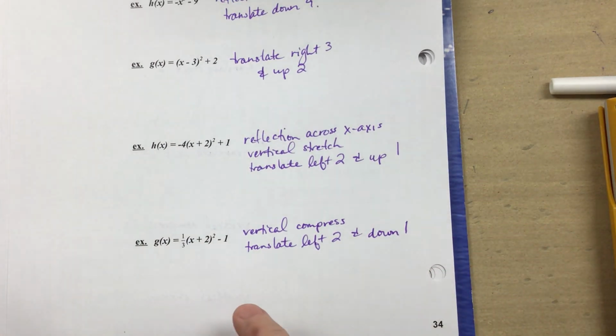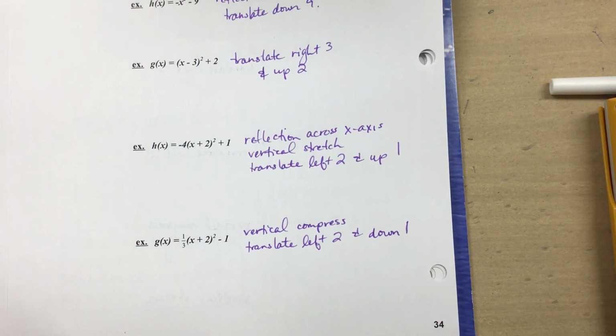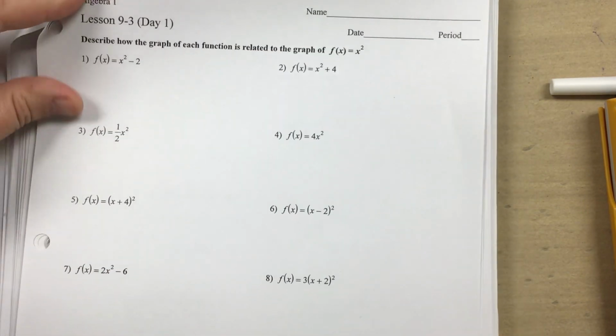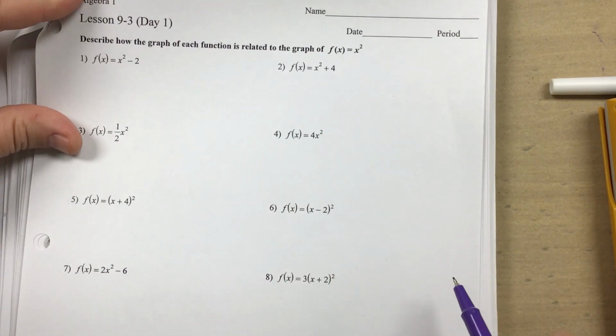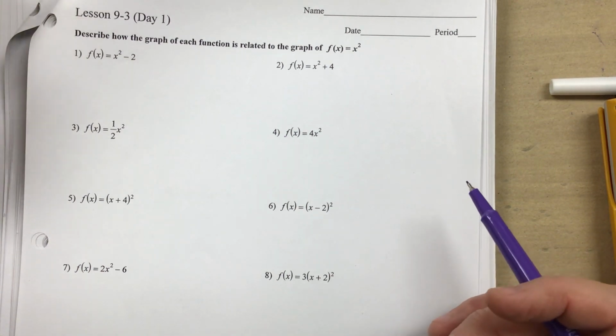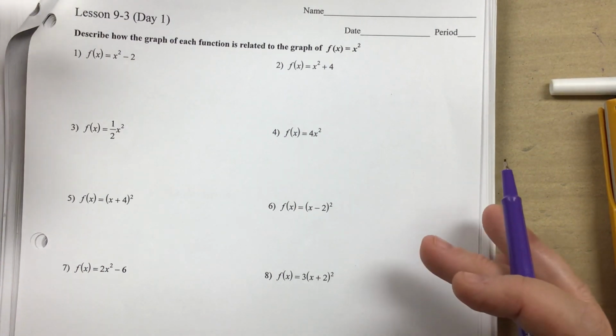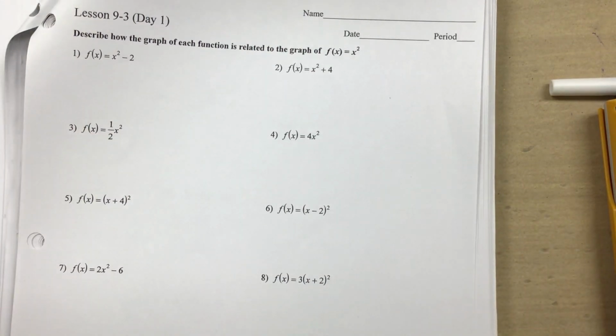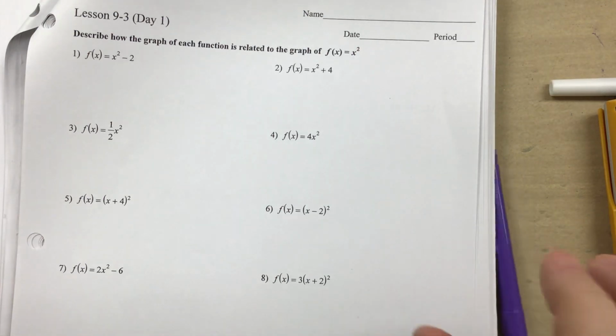So for today's worksheet, you're doing the same kind of thing. You're going to look at the equation for the graph, and you're going to tell me how it moves. So you're using the appropriate terminology: translation, reflection, and then for dilation, you're going to say if it's a vertical stretch or compress. If you have any questions, please let me know.